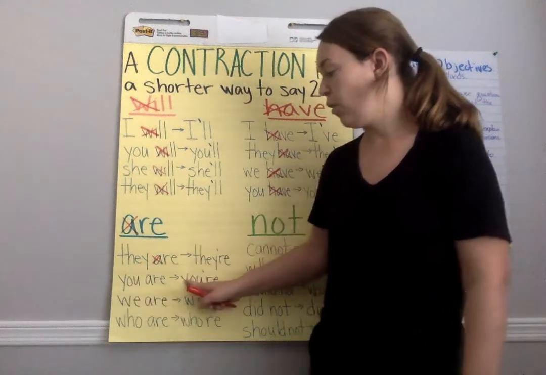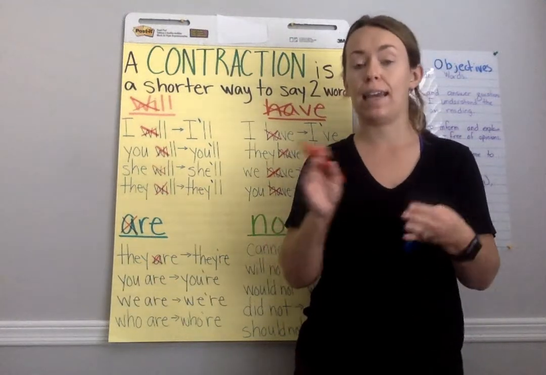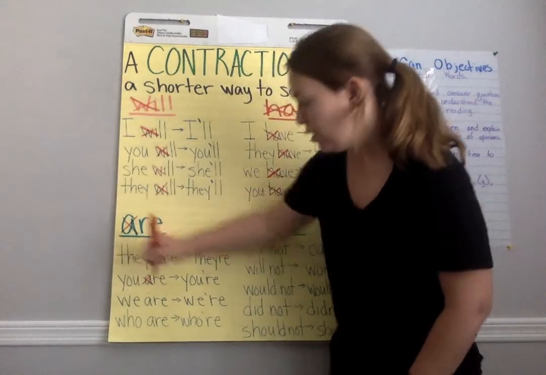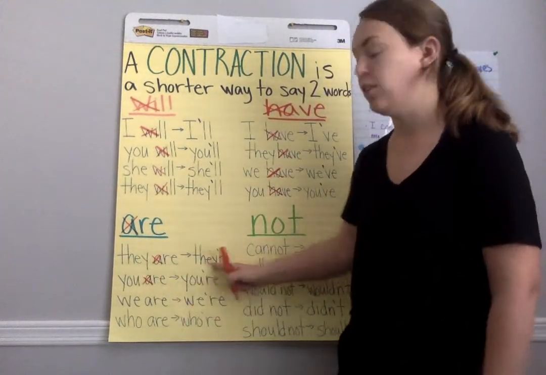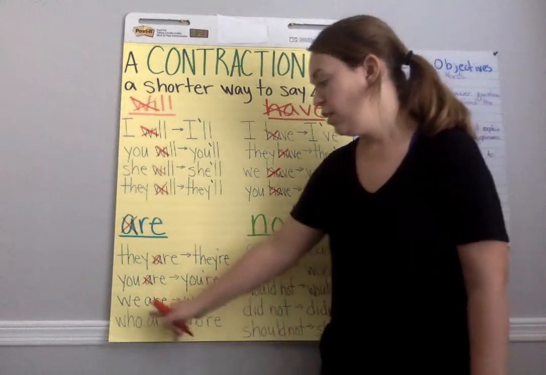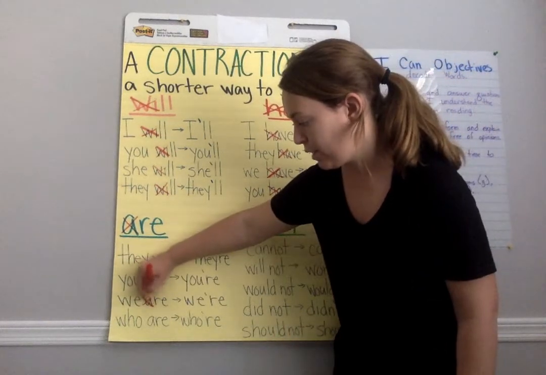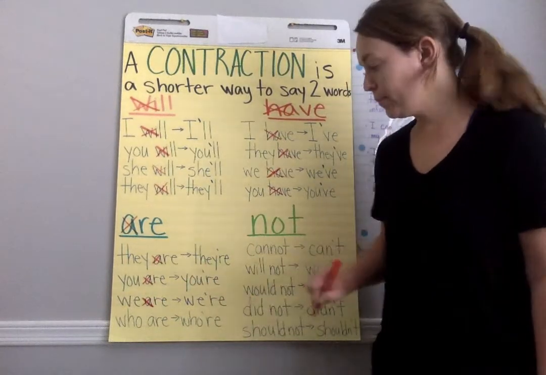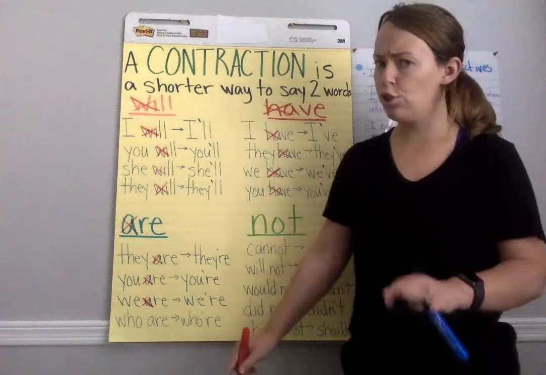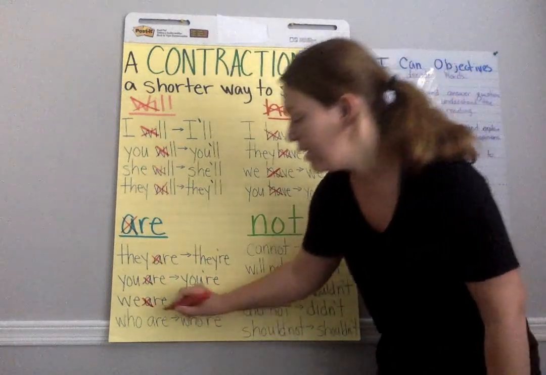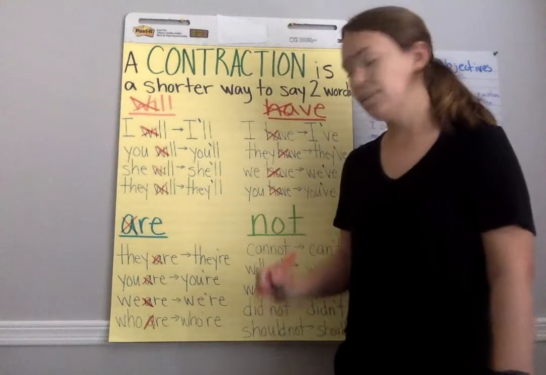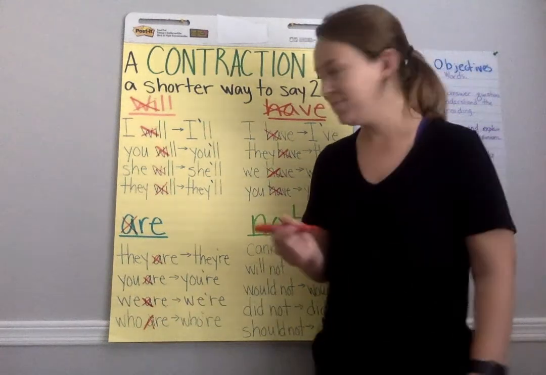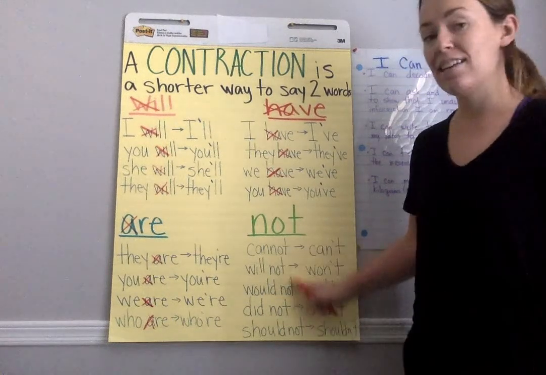For the next one, you are, again, we're just going to cross out that A and then put an apostrophe in its place. So cross out the A, put an apostrophe in its place, and you've got your, okay? For we are, same thing, cross out the A, put an apostrophe in its place, and you've got we're. For who are, which we don't see too often, but it does come up every now and then, same thing, cross out that A, put an apostrophe in its place, and you've got who're. Who are you?